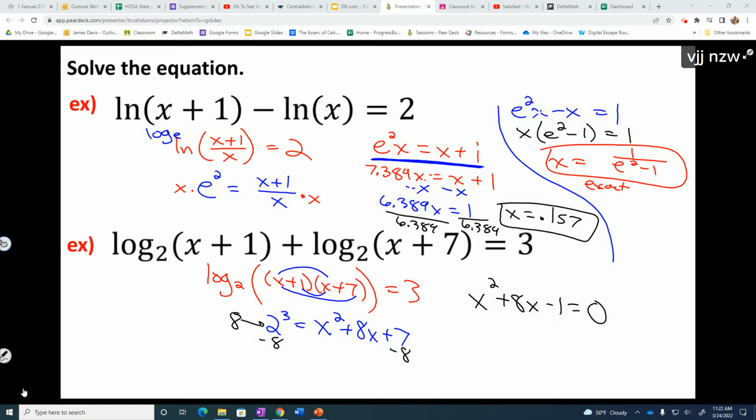Right? So the problem here is we want to try to factor this. So you got to think of factors of -1 that give you 8 when you add it together. It's not possible, right? The factors of 1 are 1 and 1. So how are you going to get 8 out of that? Well, there is a way you can solve it. It's just not by factoring.